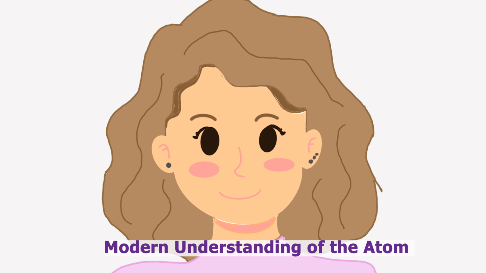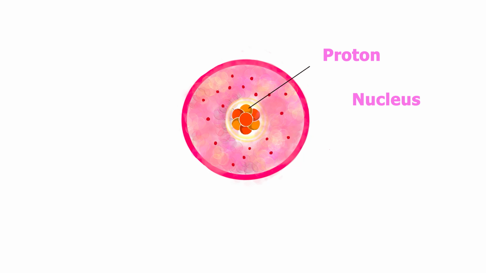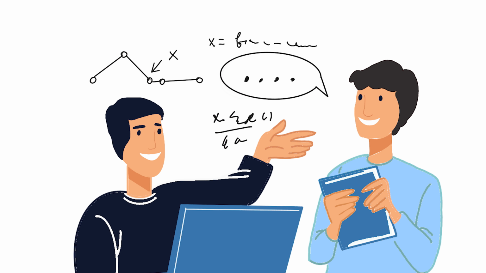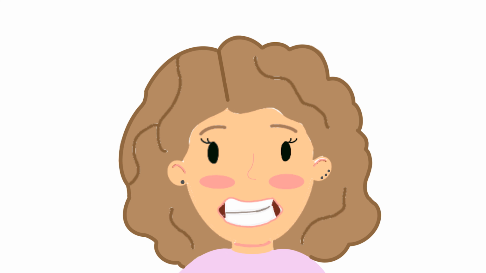Modern understanding of the atom. Traditionally, the atom was visualized as a miniature solar system. Today we understand that if we could see an atom, it would look more like a fuzzy cloud. Using probability theory, scientists can predict where an electron might be, but its exact position and momentum cannot be determined simultaneously.